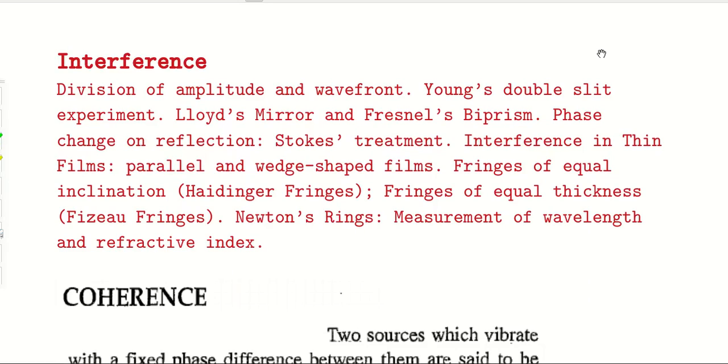We are going to study the phenomenon called interference. Mainly we are studying here the interference of light waves, and this is the outcome of the phenomenon called superposition of light waves. So the topics that will be covered here are the division of wavefront and amplitude cases, Young's double slit experiment, Lloyd's mirror, Fresnel biprism, and then the thin film cases, the fringes of equal inclination and fringes of equal thickness, and lastly Newton's rings will be discussed.